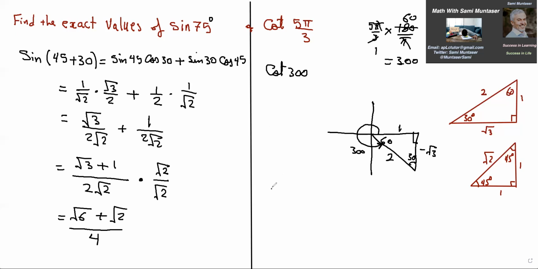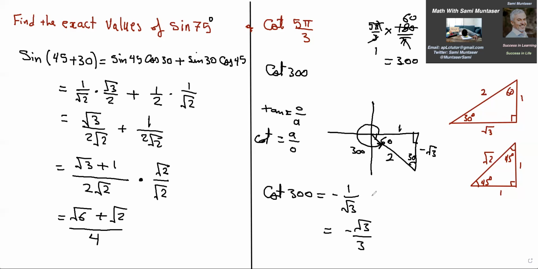So cotangent 300, remember tan is opposite over adjacent. So cotangent will be just the reciprocal of that. So adjacent over opposite. So now you look at the reference angle for 300, which is 60 here. Adjacent over opposite is 1 over negative root 3. So just negative 1 over root 3. If you want to rationalize the denominator, it becomes negative root 3 over the 3, since you have to multiply top and bottom by root 3.